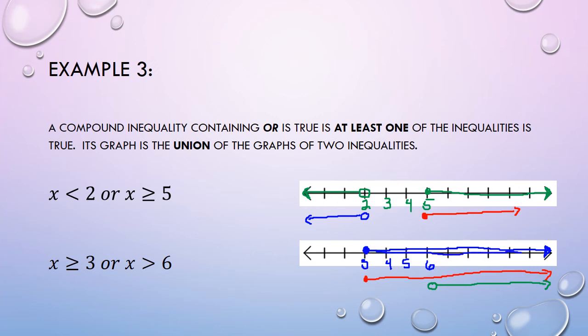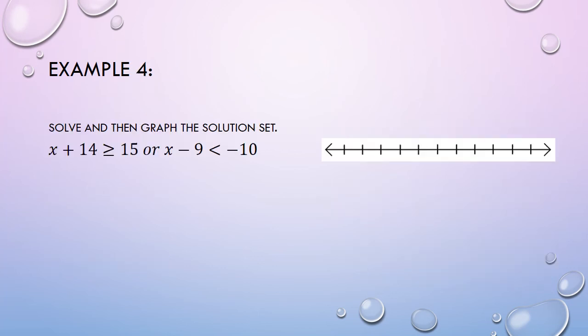Okay, let's go ahead and look at another example. Okay, example 4, solve and then graph the solution set. So an OR problem will always say the word OR. Remember, the AND doesn't have to say the word AND. It could be all bunched up. But an OR problem has to say the word OR.